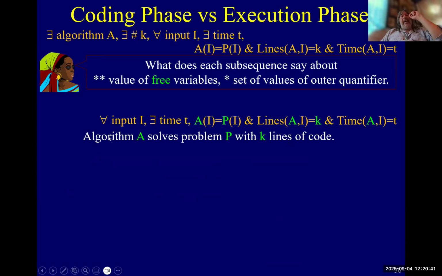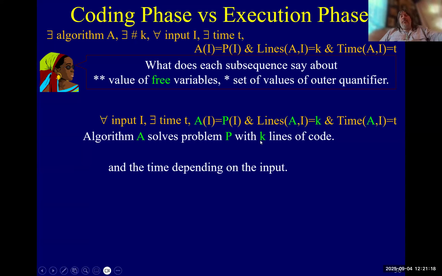What does this say? The free variables are no longer I or T, right? So we say A solves problem P with K lines. A has K lines of code and it solves problem P, right? And why does it solve it? Well, because it solves it for every input. It has some running time and gives the right answer, right? Does that make sense? This is saying A solves P.